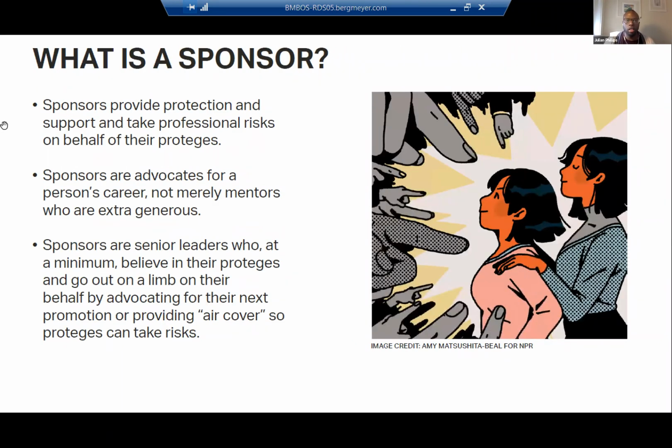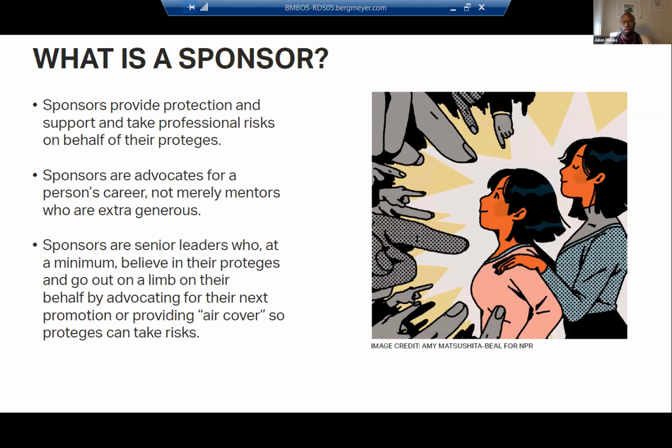So this chapter in the guide talks about mentors and sponsors, and we're going to use the nomenclature around mentors, but I'm going to try my best to also include sponsors. Here I'm also going to define the difference. Sponsors provide protection and support for a protege to take professional risk, and that's on behalf of their proteges.